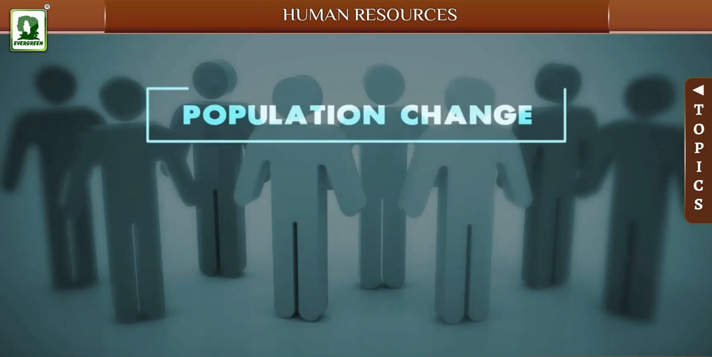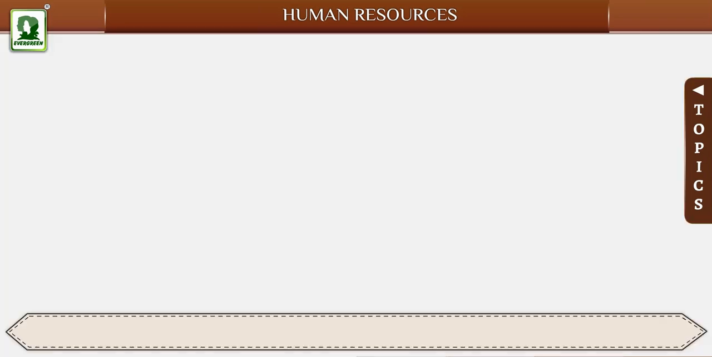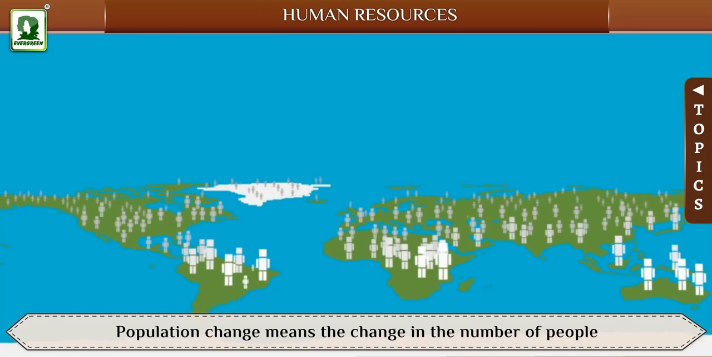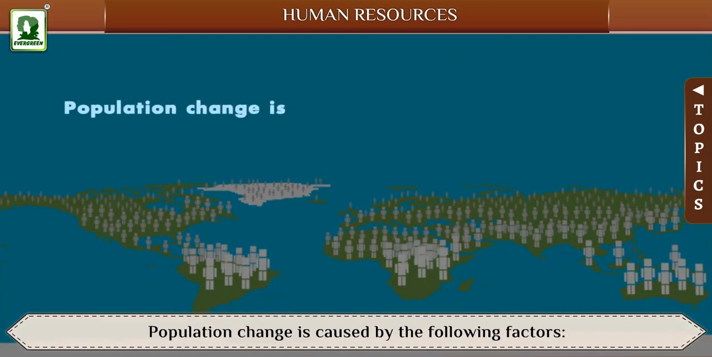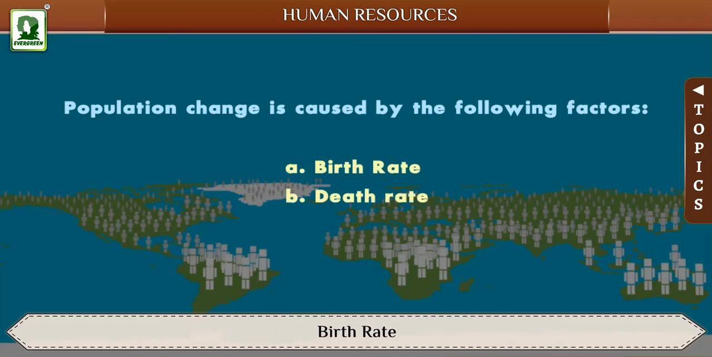Population change. Population change means the change in the number of people living in a territory during a specific period. Population change is caused by the following factors: A. Birth rate, B. Death rate, C. Migration.